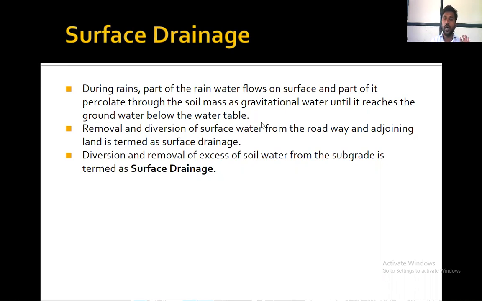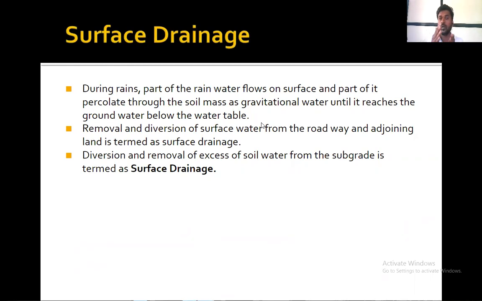So removal and the diversion of the surface water from the roadway and the adjoining land is termed as the surface drainage. As we know, some of the water coming from the rain will come on the surface, travel along the surface and go to the drain. That is surface drainage.